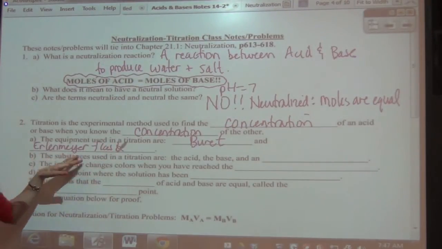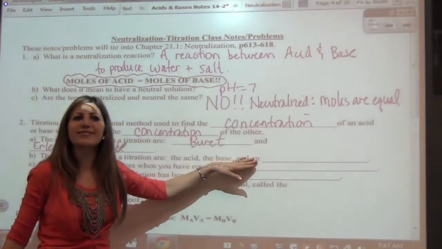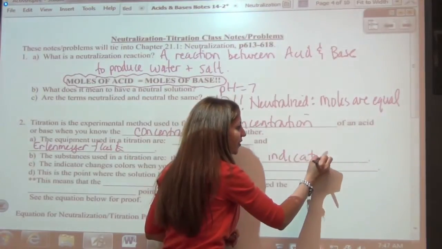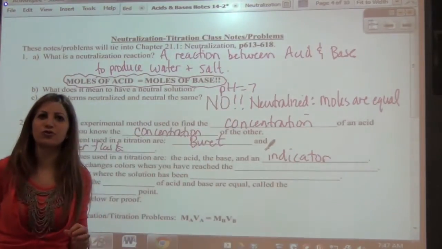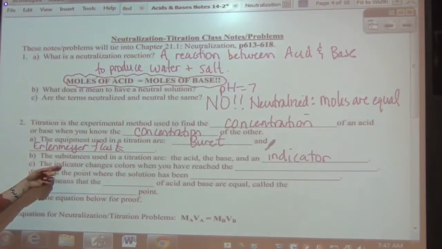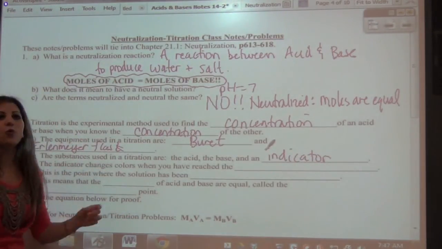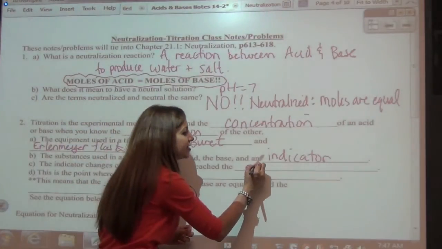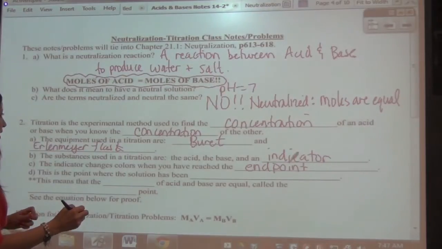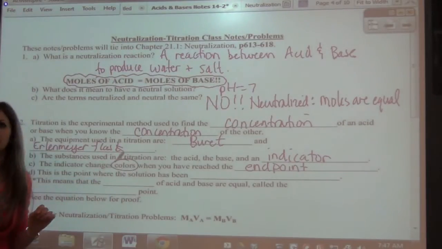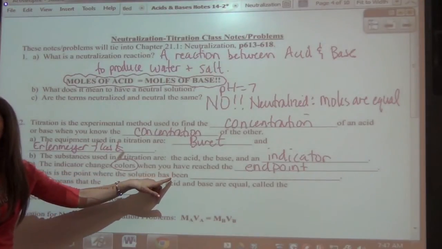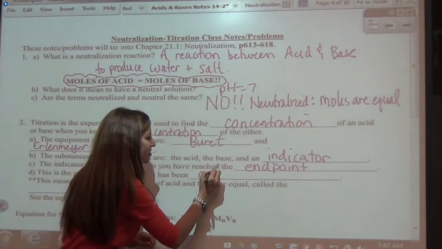Substances that are used in the titration are the acid, the base, and something else. The indicator? The indicator. Awesome. If you don't put the indicator in, you'll never know when you reach that neutralization point, okay? So you have to have that indicator there. The indicator changes colors when you have reached what is called the end point, okay? So they call it the end point when the colors change. This is the point where the solution has been neutralized. Awesome.